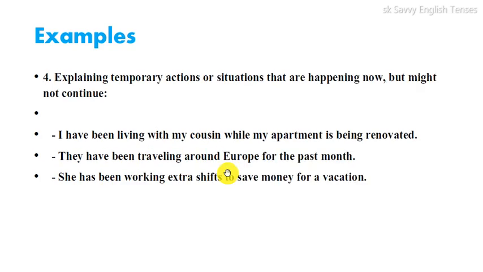Okay, number four is explaining temporary actions or situations that are happening now but might not continue. For example, I have been living with my cousin while my apartment is being renovated. They have been traveling around Europe for the past month. She has been working extra shifts to save money for a vacation.